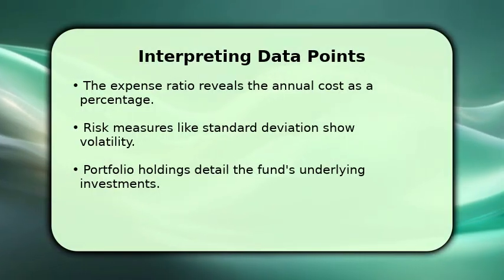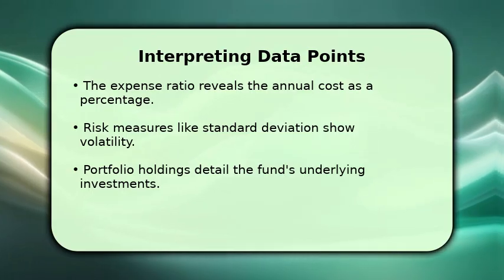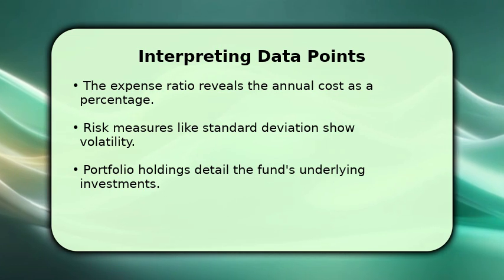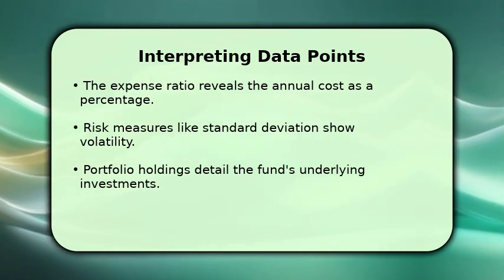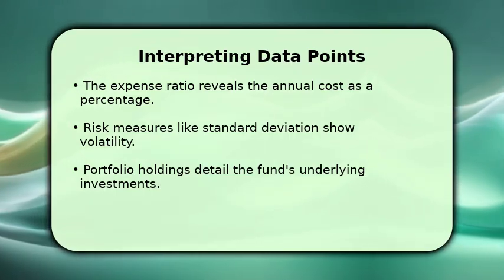Understanding specific data points is crucial. The expense ratio, for example, is a percentage that directly impacts your returns. Aim for lower numbers. Look at risk measures such as standard deviation, which quantifies volatility. A higher number means more price fluctuation.